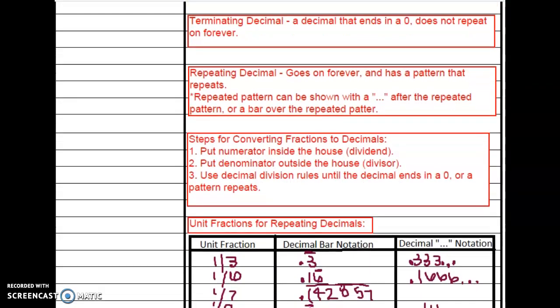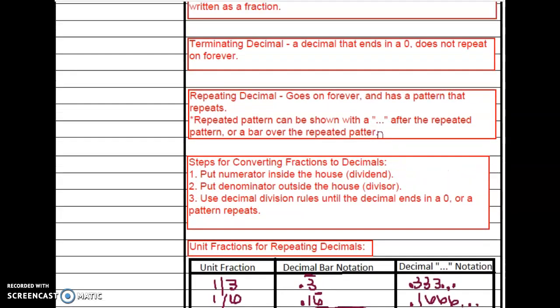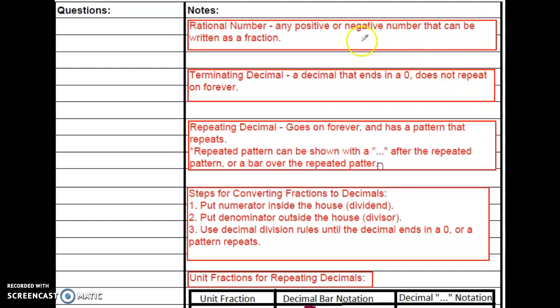We also have repeating decimals, and we've dealt with these before. And these are decimals that go on forever, they never end, and they have a repeated pattern. Okay. And so remember that when we have a repeated pattern, this can be shown with a ... after the repeated pattern or a bar over the repeated pattern. You guys notice I missed the N right there. Sorry about that. So pattern. So again, we have rational numbers, and then we have either terminating or repeating decimals.